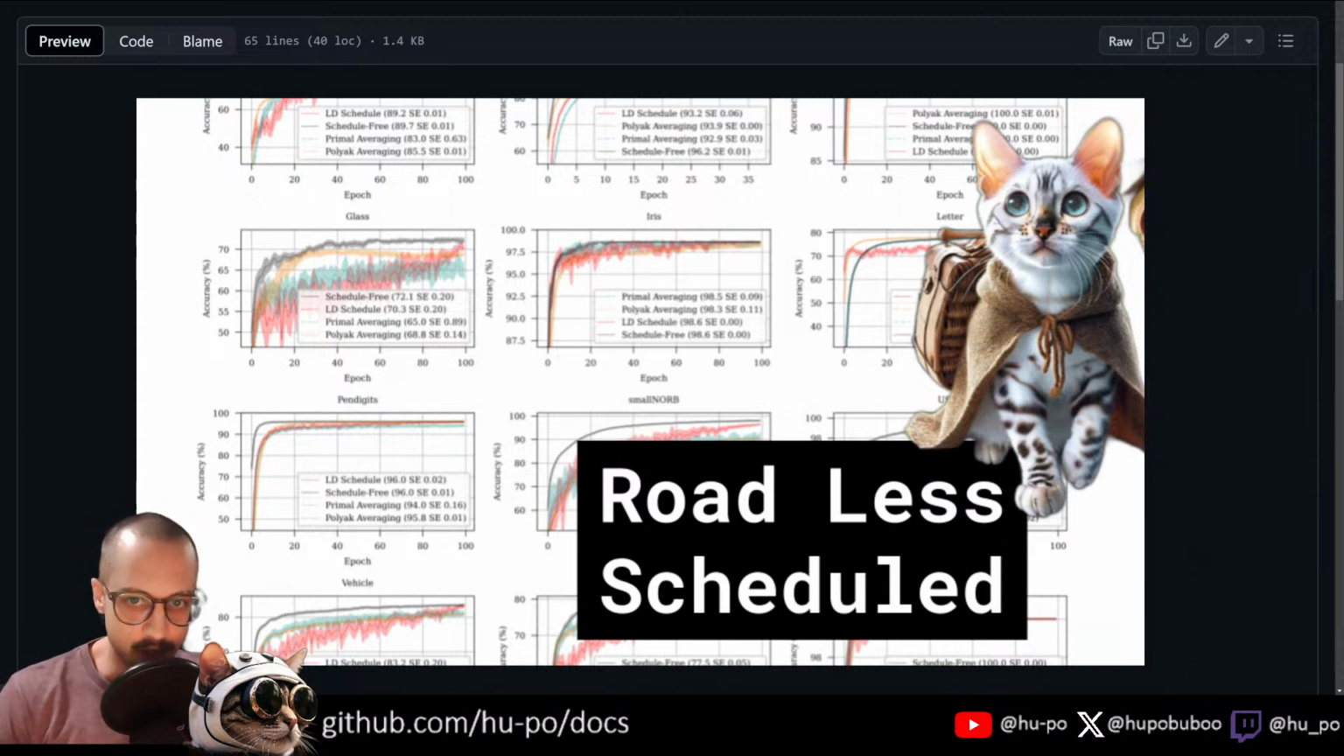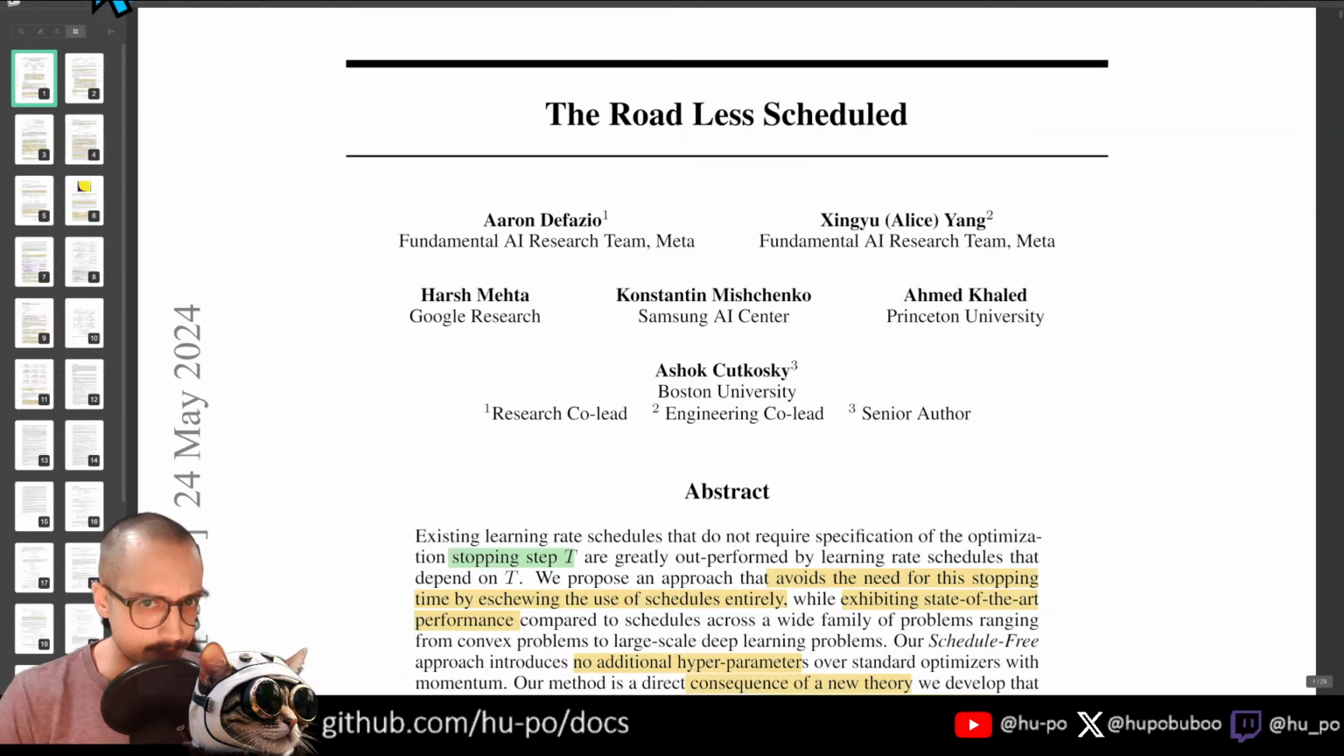Welcome everybody to another Hoopos stream. The stream today is called Road Less Scheduled, and we got a nice little Hobbit Bengal cat for you guys. We're going to be looking at this paper, The Road Less Scheduled. This is a paper coming out of basically Meta, but a couple other random people as well. Released the 24th of May, 2024, but this paper has been hyped for some months now.